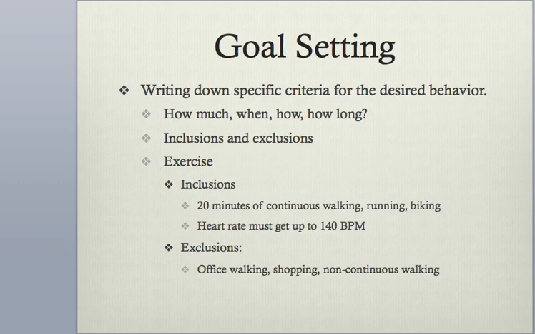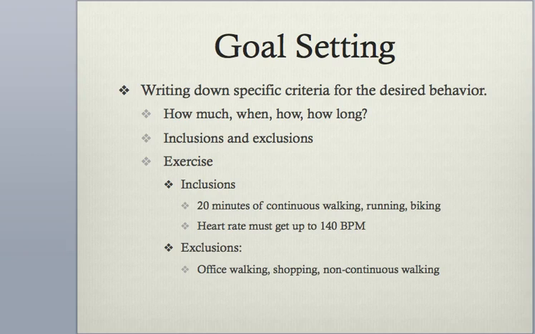You should write down a specific criterion for what you would like to achieve for this desired goal. How much of the behavior do you want to achieve per day or by the end of the week? When are you going to do it? How are you going to do it? How long will you be doing it? If it's study behavior, maybe lying in bed or having the TV on is an exclusion.